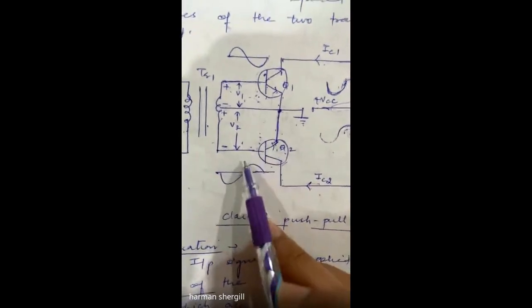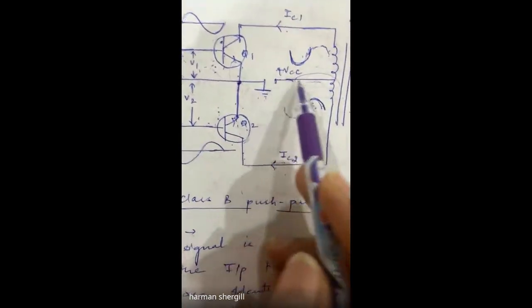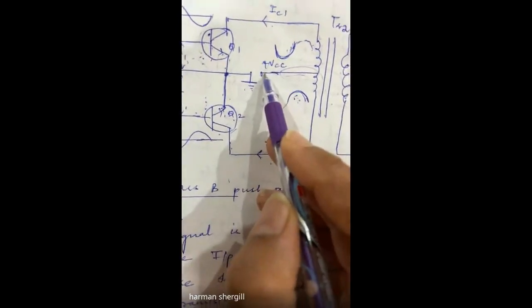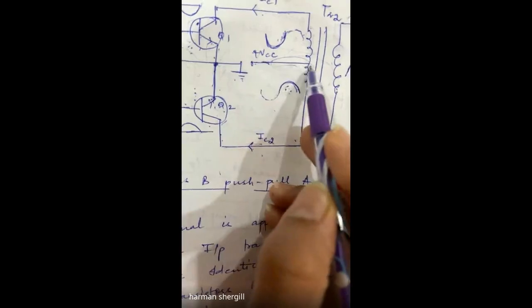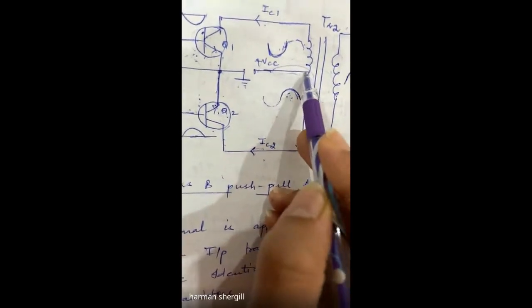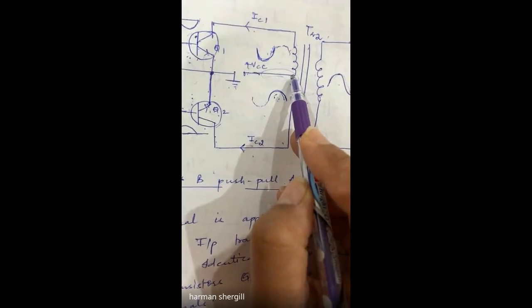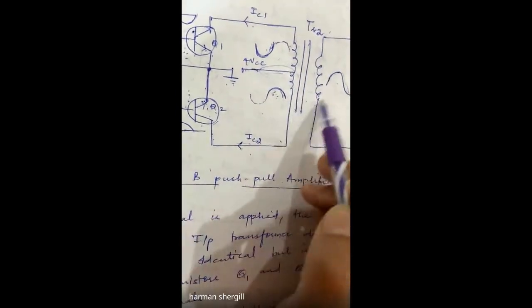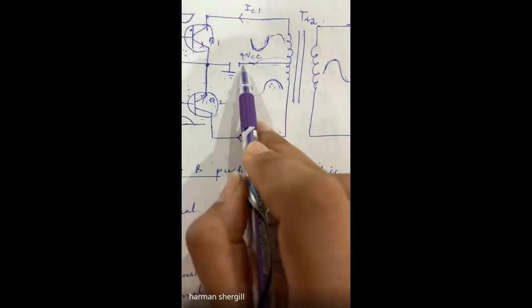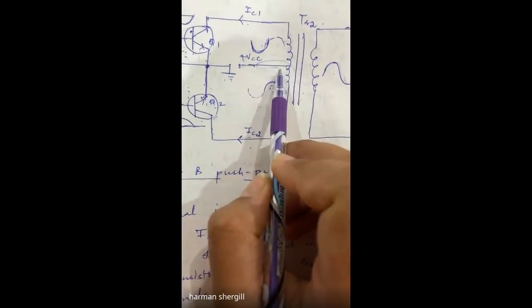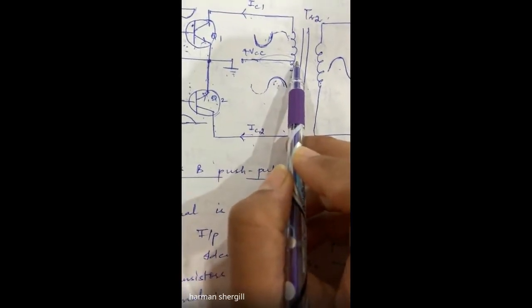And your VCC, here we have connected the VCC. The VCC is connected to the center tap on the primary winding of the output transformer. This is the primary winding of the output transformer. So VCC is connected to the center tap of the primary winding of the output transformer.